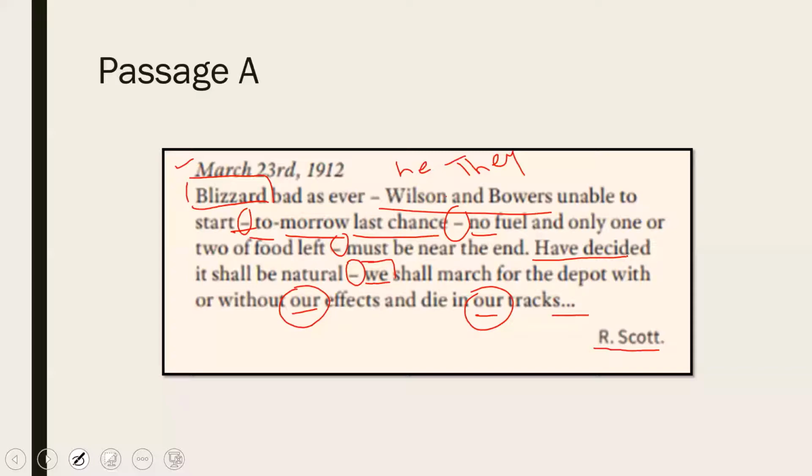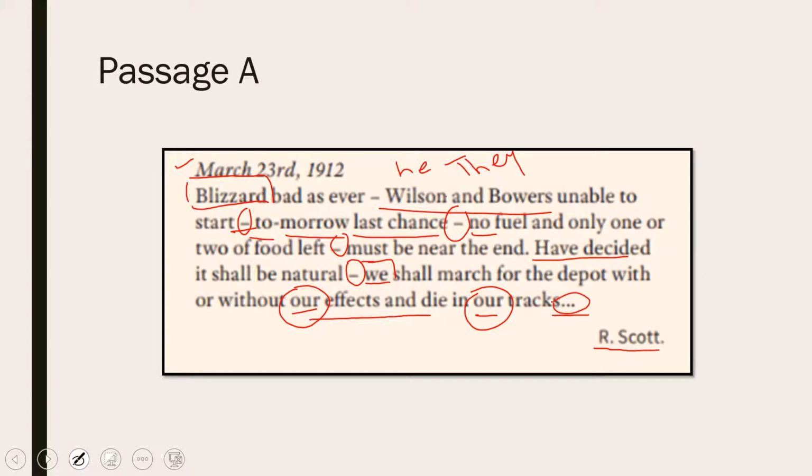What kind of text type is this? If in your exams, in the writing paper, they ask you to transform a text into a diary entry, remember how to write a diary entry. This is the diary. This is the way you write. Your thoughts are never organized. "Have decided it shall be natural." Again, a dash: "We shall march for the depot, with or without our effects." Our effects means they might be no more and "die in our tracks," meaning while going from this area to that area, they might die. So again, dots, they are called ellipses. This is called ellipses, right? So the thing is why it is used, and there is more to come. Definitely, it is continuing.